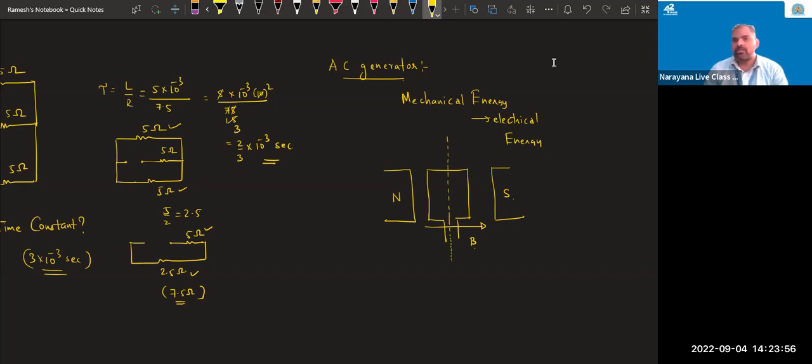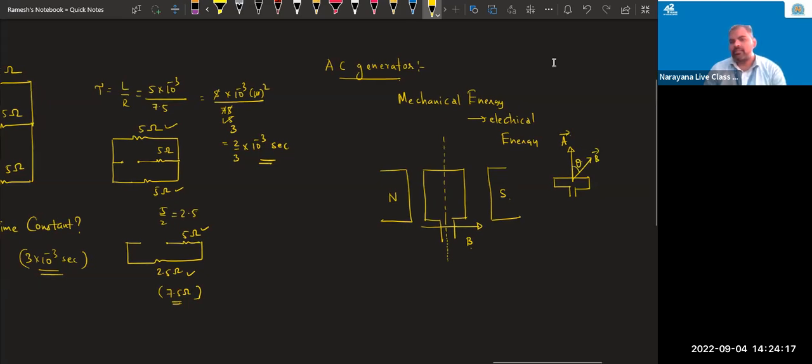At any particular instant, if you see the rectangular coil, this is the area vector, and this is the magnetic field vector, I mean the external magnetic field. What is the angle between them? Some angle theta is there.